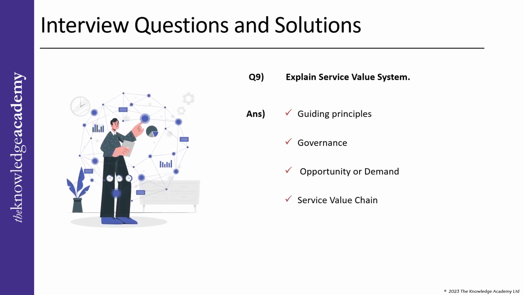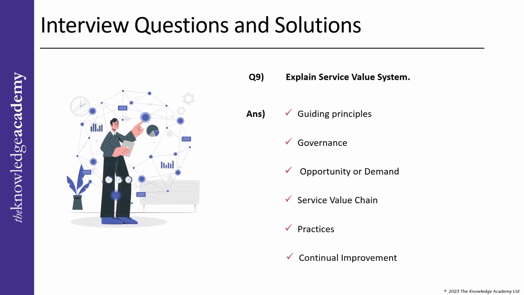Service value chain. It is a method for developing, providing, and constantly enhancing services. It comprises 6 activities that can all be integrated in various ways to produce the various value streams. Practices. These are the set of resources that are used to carry out specific tasks or achieve specific goals. Continual improvement. It focuses on improving through increasing the effectiveness of the service while cutting costs associated with the resources, services, and other IT management strategies.